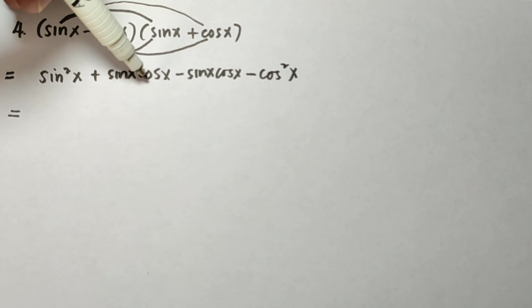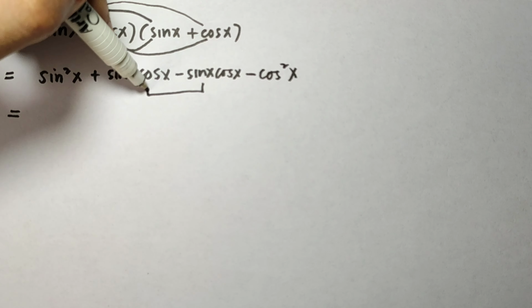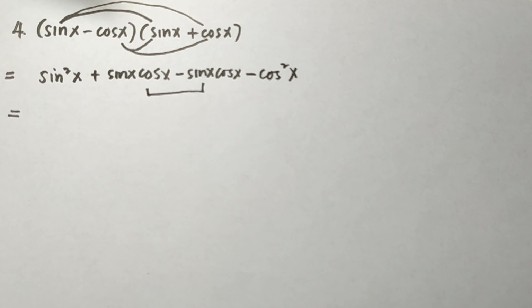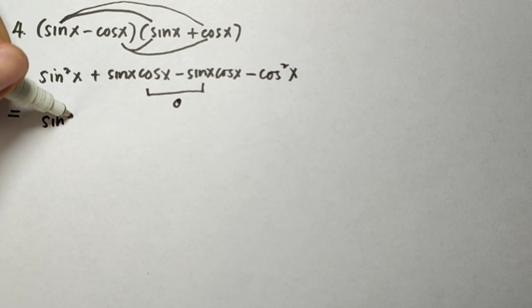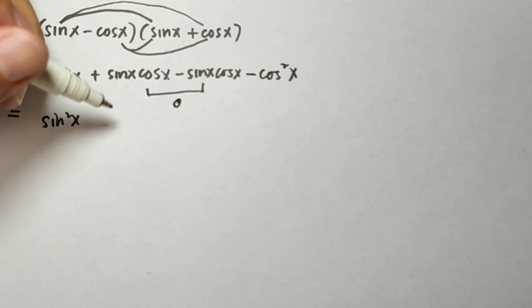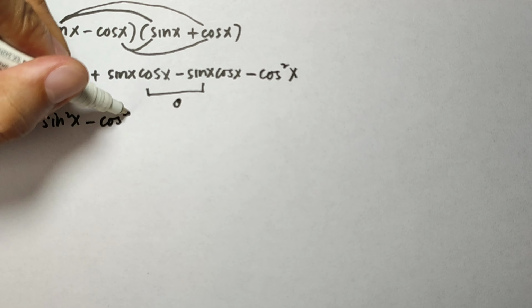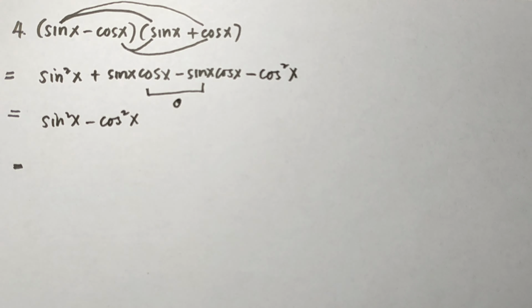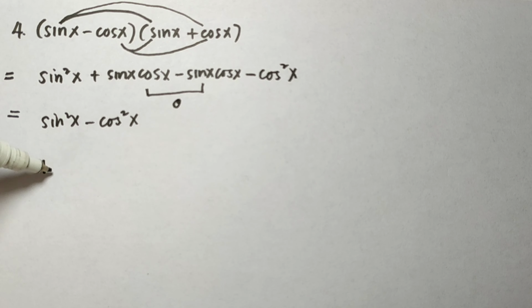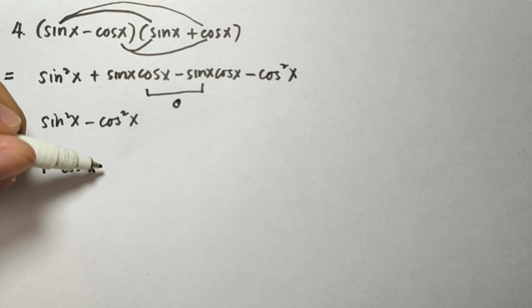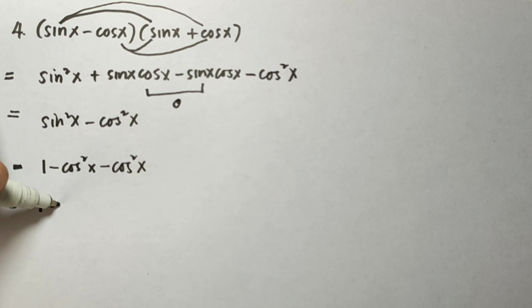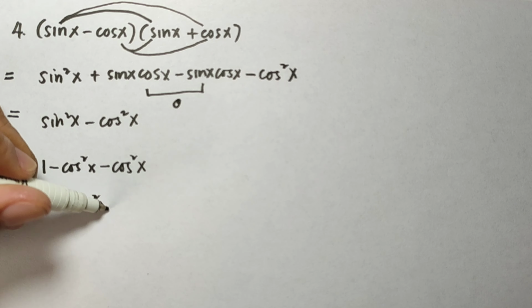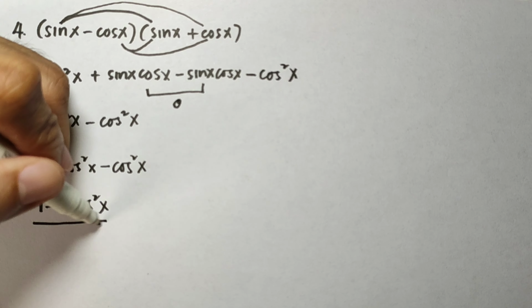So sine x cosine x, let us combine it to the negative sine x cosine x. That will become 0. Then the remaining terms, we have sine square x minus cosine square x. And then the value of sine square x is 1 minus cosine square x. Then copy negative cosine square x. That will become 1 minus 2 cosine square x. So this could be the answer.